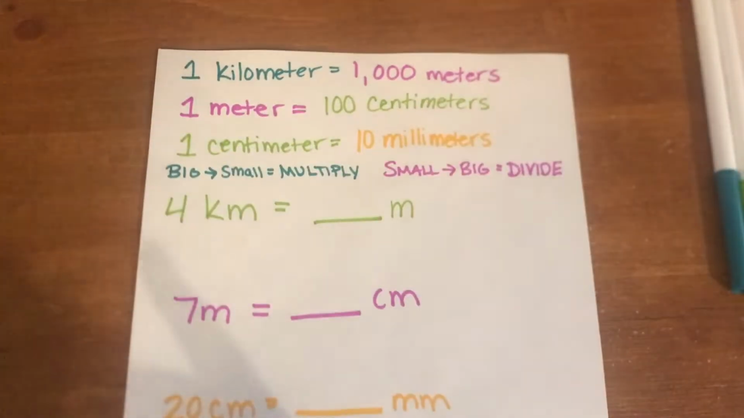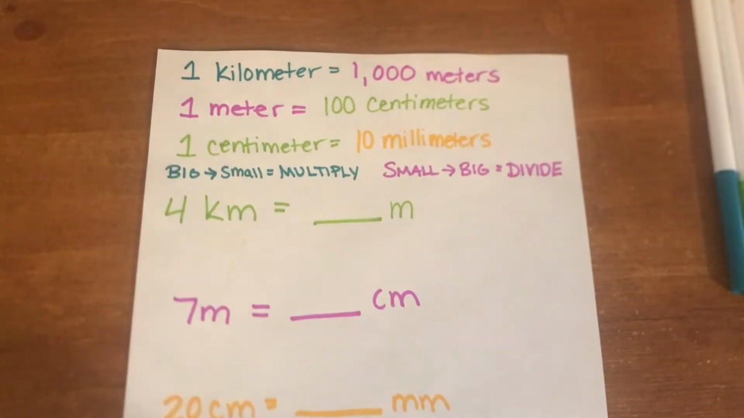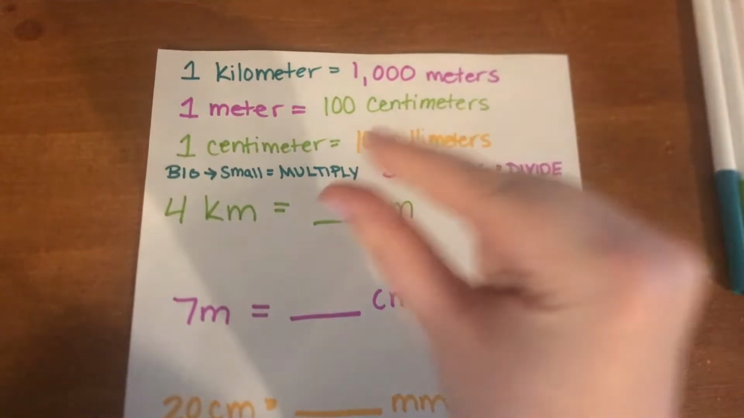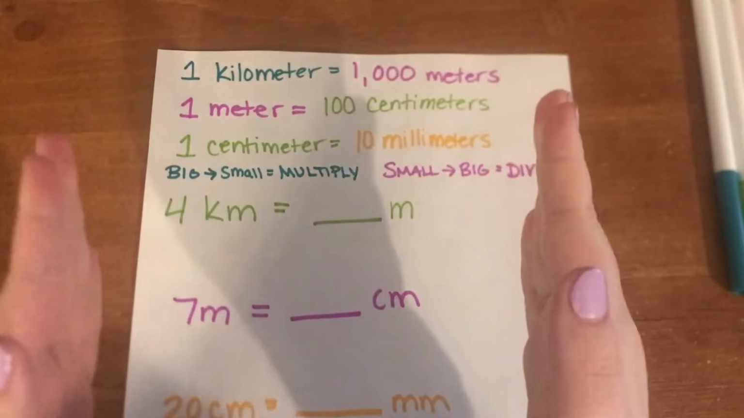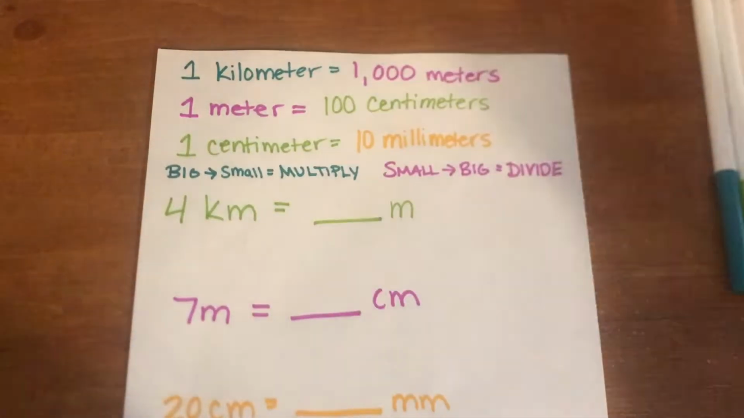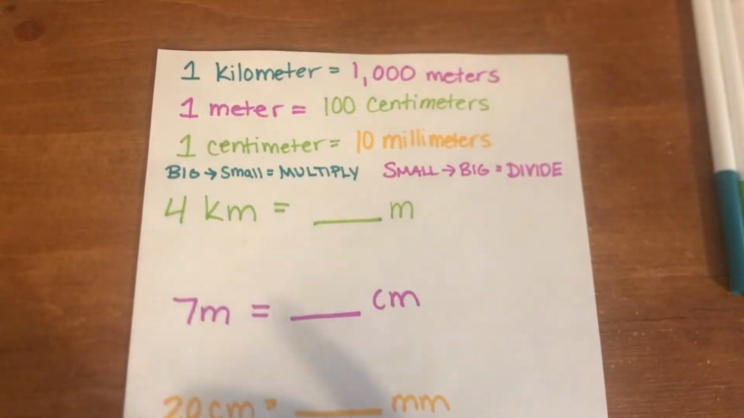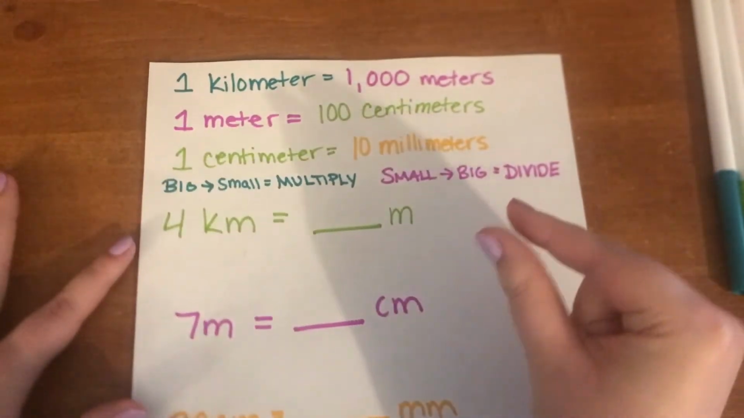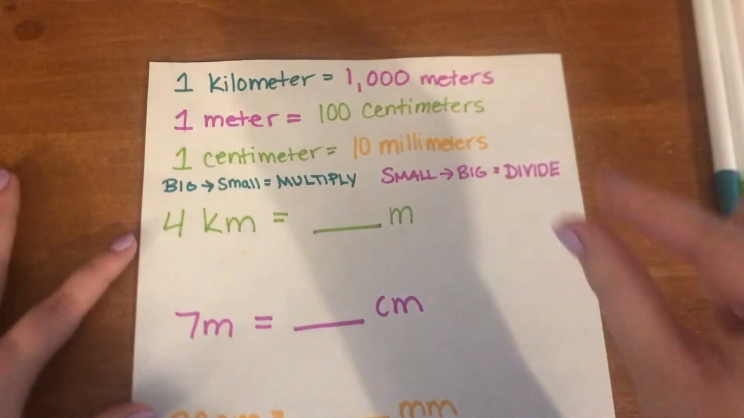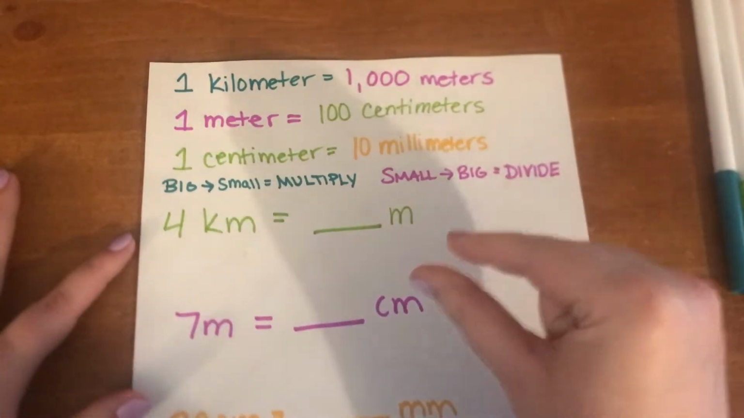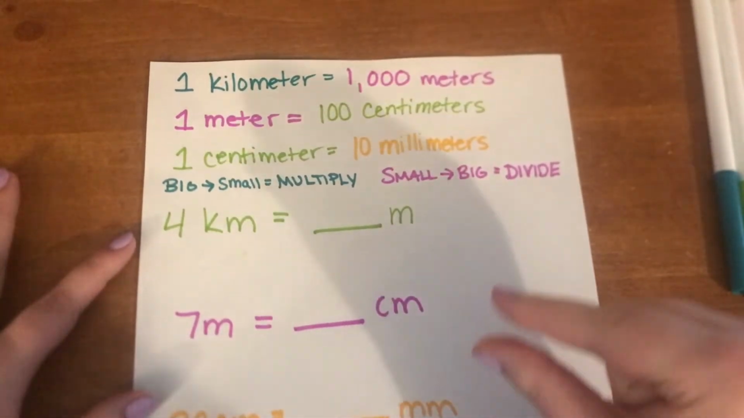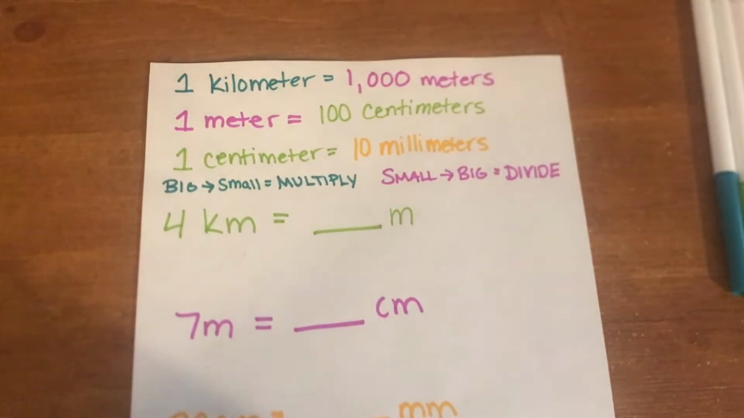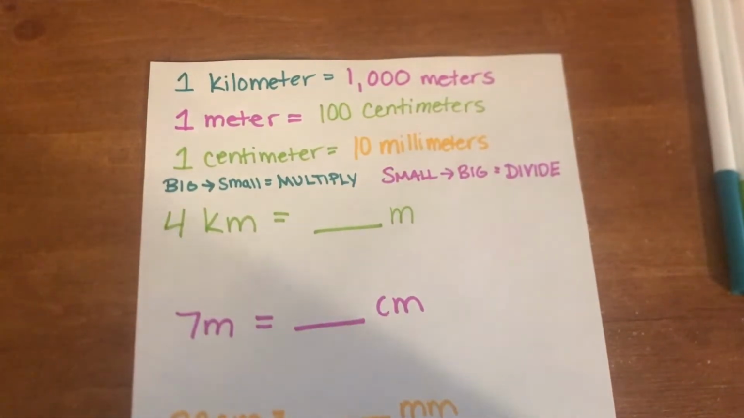Kind of like in the customary system, where the inch is the smallest, and then a foot, and then a yard, and then a mile. Same with this system, where we start with a millimeter, which is much smaller than an inch, and then a centimeter, which is still smaller than an inch, and then a meter, and then a kilometer.